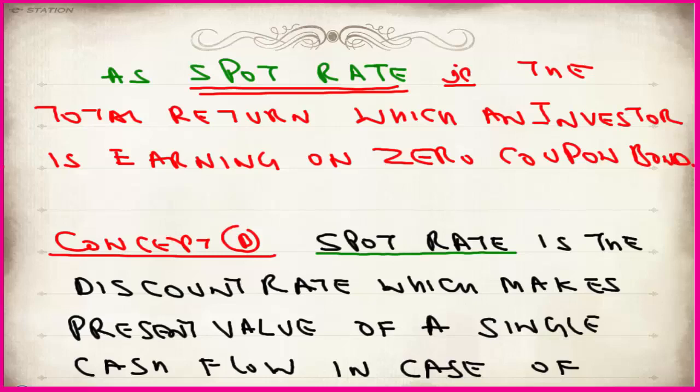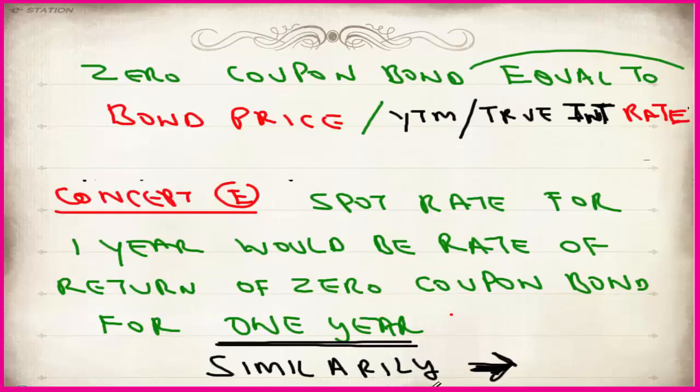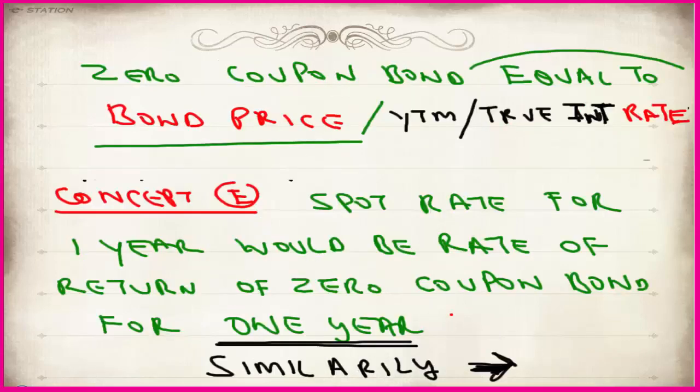Concept number D. Again, please write down concept number D. Spot rate is the discounting rate. Because we need a discounting rate for calculating the value of a bond, the spot rate is the discounting rate which makes the present value of the single cash flow, because in case of zero coupon bonds we get a single cash flow at maturity, equal to the bond price. Again, I am repeating concept number D. Spot rate is the discounting rate which makes the present value of the single cash flow in case of a zero coupon bond equal to the bond price. That is named as spot rate.